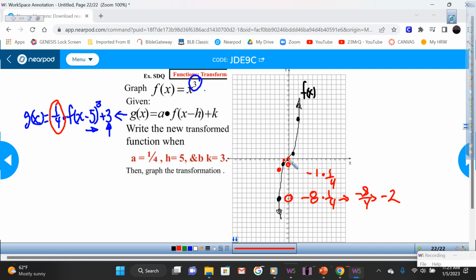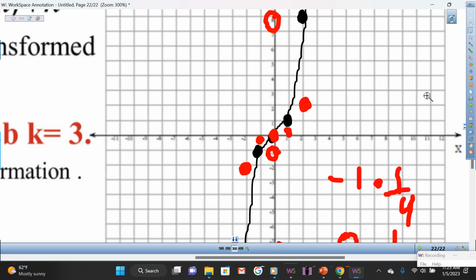0, 0 stays the same. This point right here now. What is the y value? 1. 1 times 1/4 is 1/4, so right here by the x-axis. And this one up here, the y value is 8 times 1/4. That gives us 2, so we bring down to 2 right there. And now, let me zoom in so you guys can see it. And now we can sketch our compressed function.